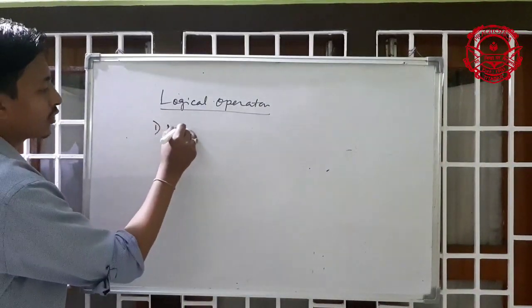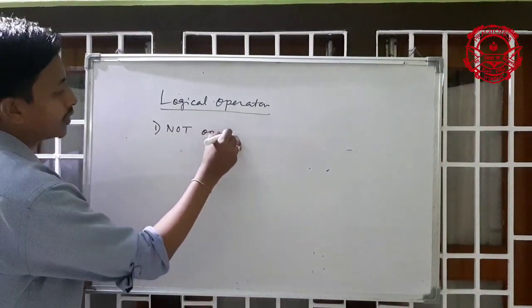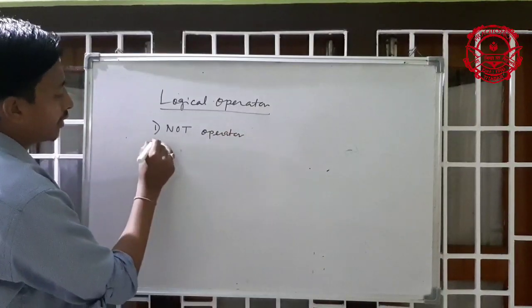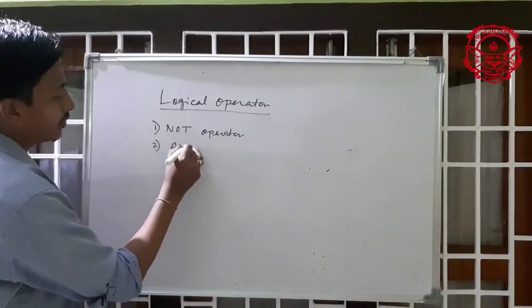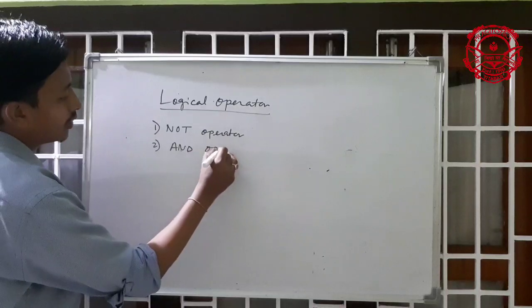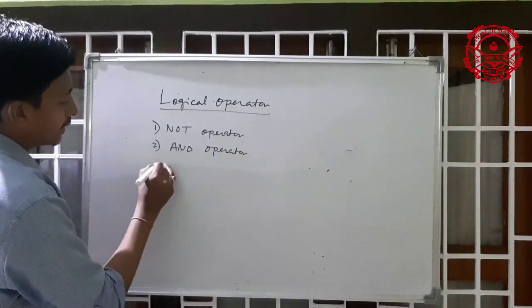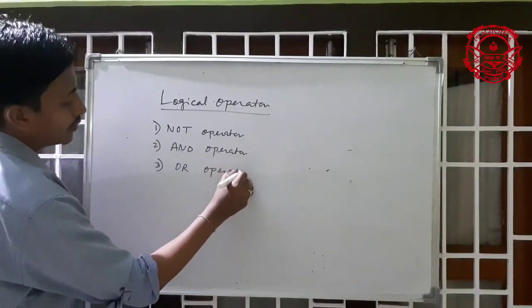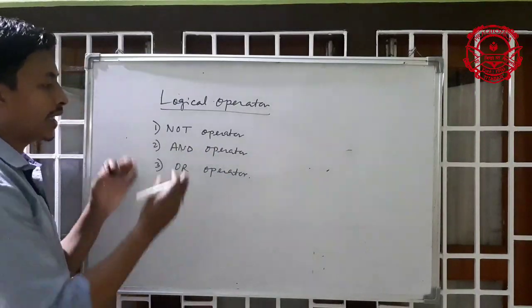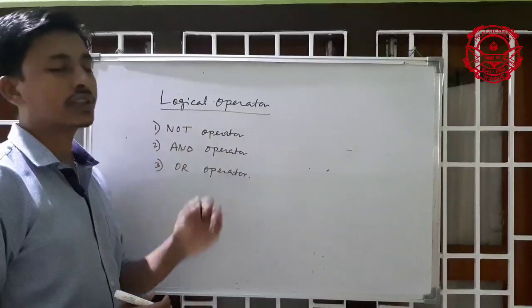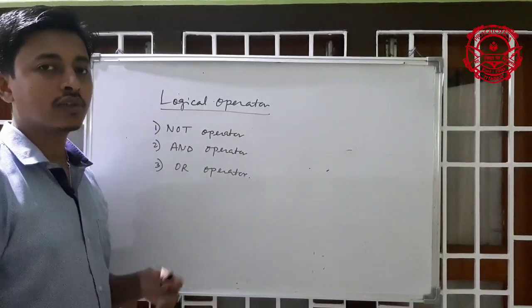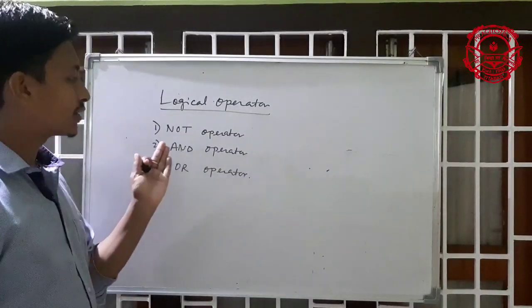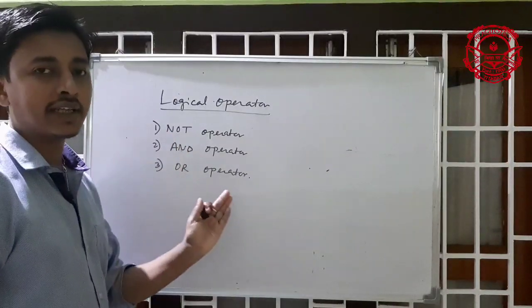First one is NOT operator. Second one is AND operator, and third one is OR operator. Okay, there are three operators in logical operator. It is so important. So let's understand each of the operators in detail.